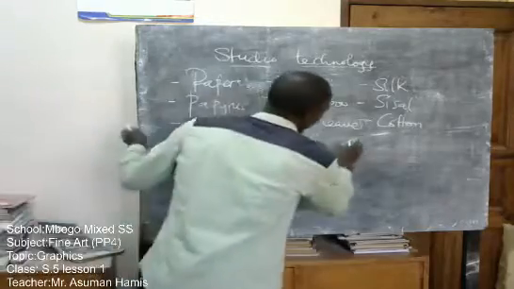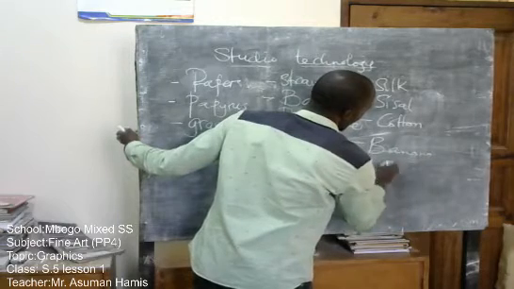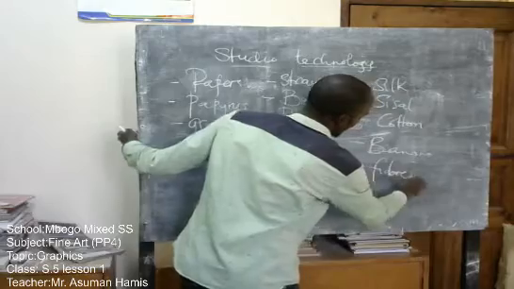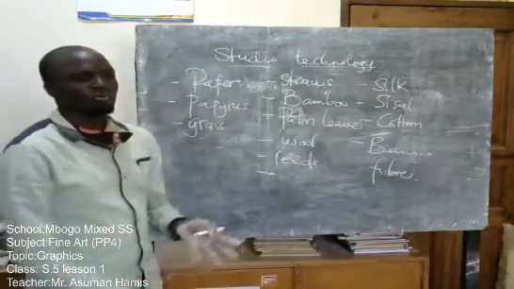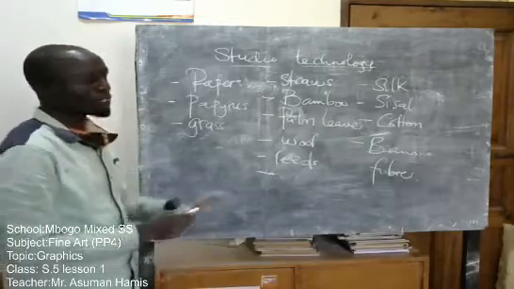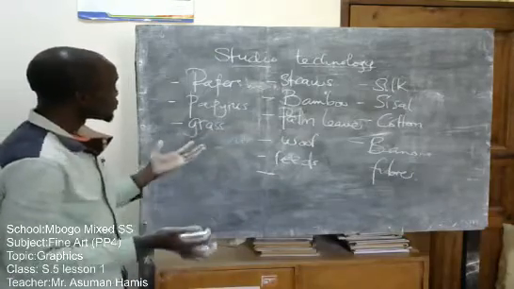We also have banana fibers. I've told you the list is endless. We can list as many materials as possible, but for now, at least these ones are enough for us. These are the materials we use when we are weaving.